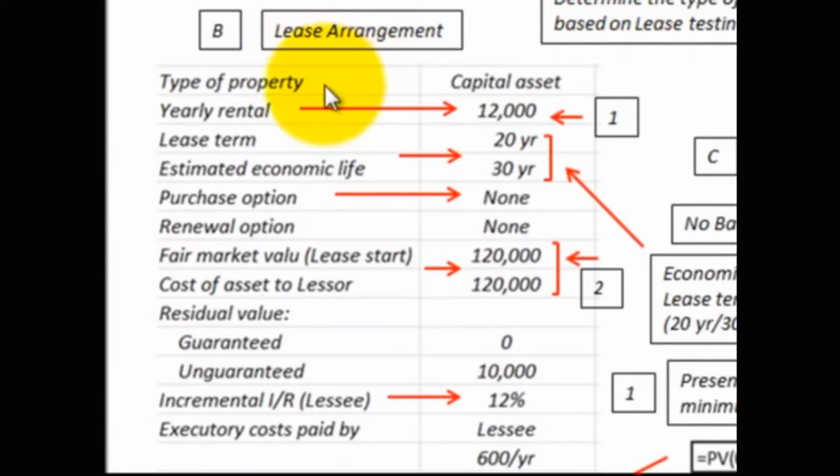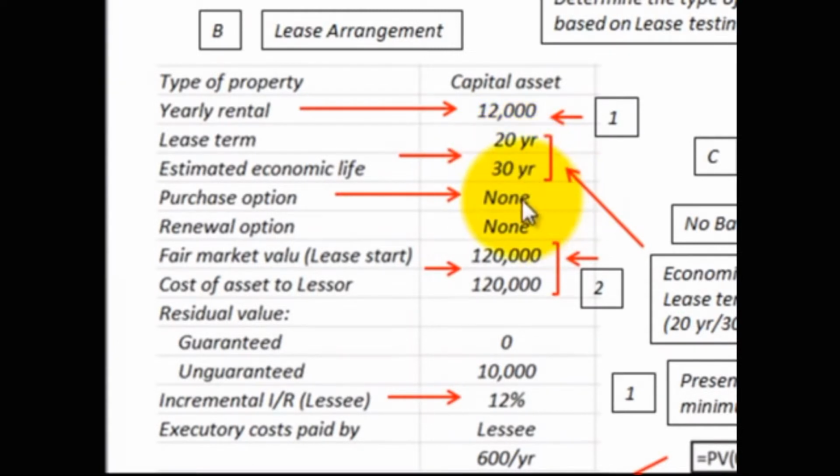So first, going over to our lease arrangement, I'm only going to touch on the items that affect this example. So we have a yearly rental rate of $12,000 per year, and then the lease term is for 20 years, and the estimated economic life of the leased asset is 30 years.